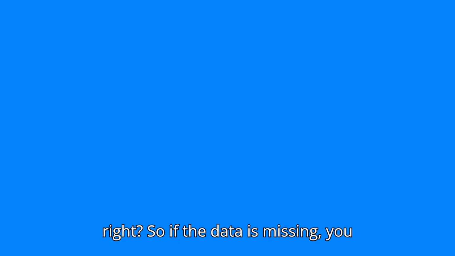So if the date is missing, you just use ND for no date. If there's no issue number for a journal, you just omit it. You cite what's readily available. This is meant to simplify things, not turn you into a detective.